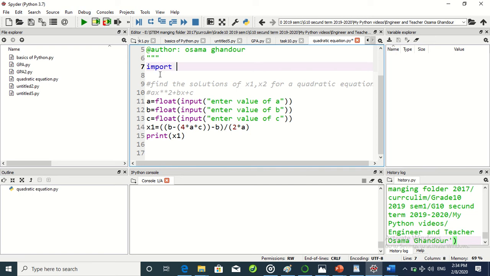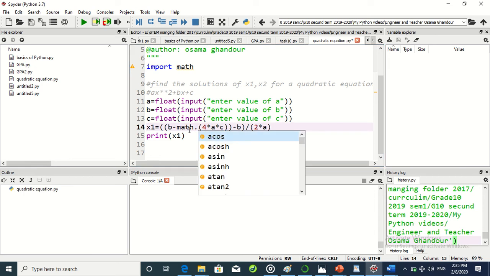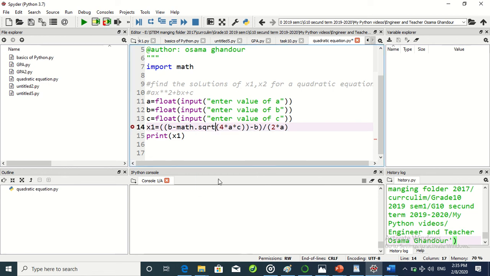So I will import a library called math. It's a built-in library. Then in here, I will write math dot, and I will find the square root for this term. The function is SQRT. Okay, click here, I will put it. So now we will find the first solution, x1. Press here.